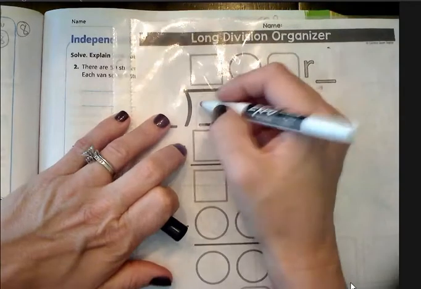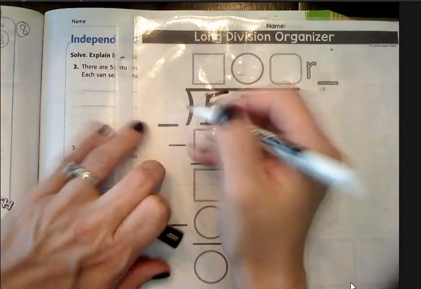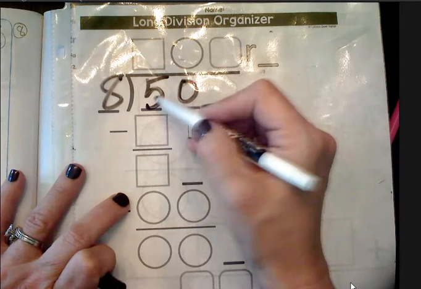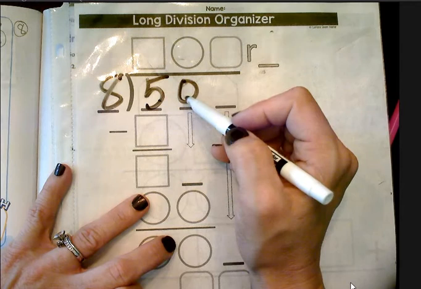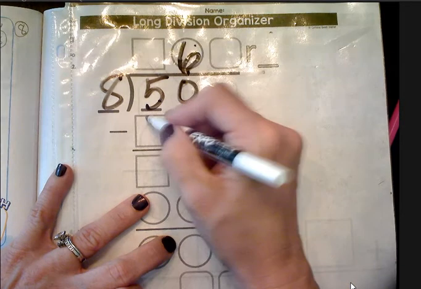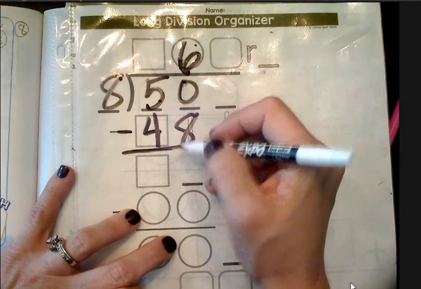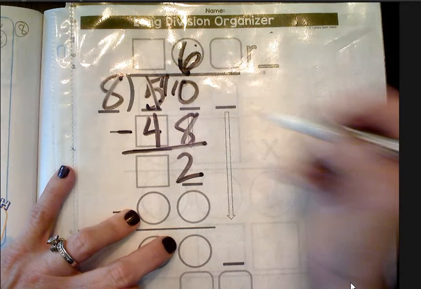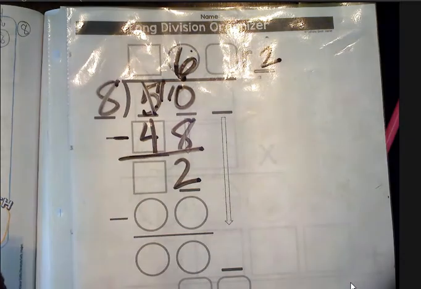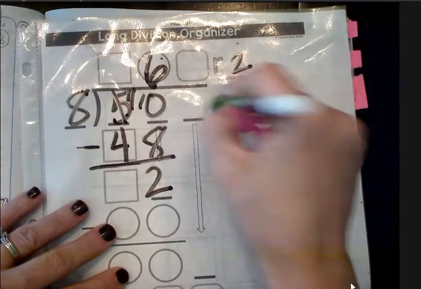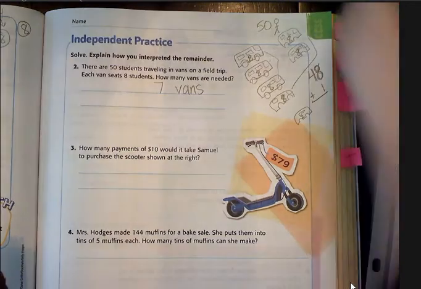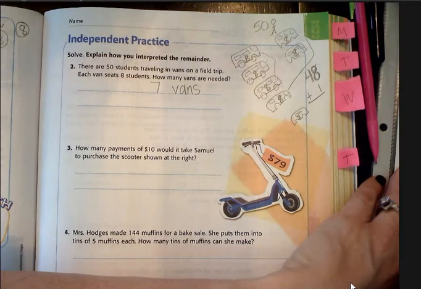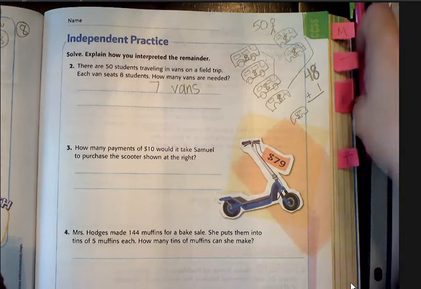We've got 50 students and 8 fit on each bus. We need all the students accounted for. So 8 can't go into 5, it's just 8 into 50. So I know my math facts, 8 times 6 is 48. 50 minus 48, I have 2. So I have 6, remainder 2. 6 whole buses and 2 extra kids that still need a ride. So how many do I need? I need to do 6 plus 1 bus. So 7 vans or buses is what we need for that trip. So we have to look at that remainder and decide, what are we supposed to do with that information?